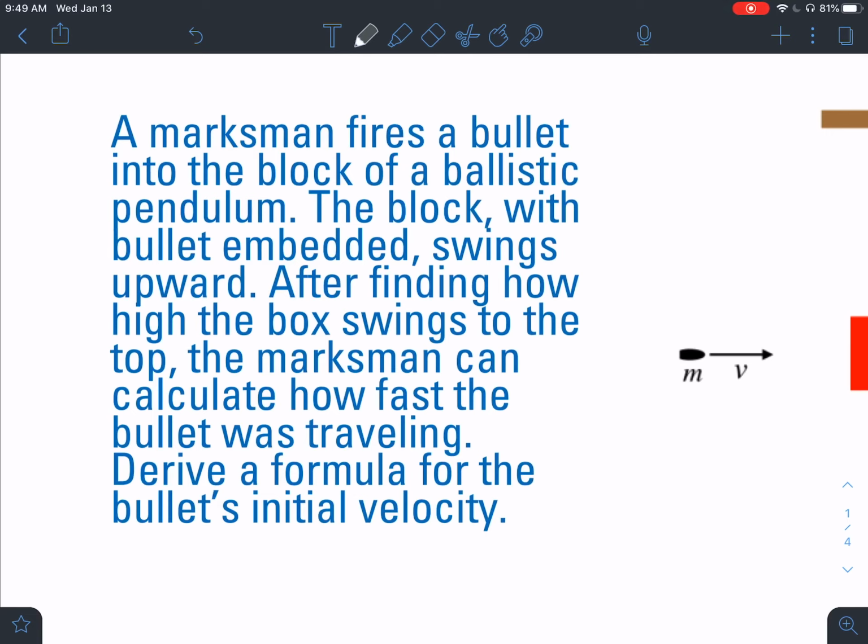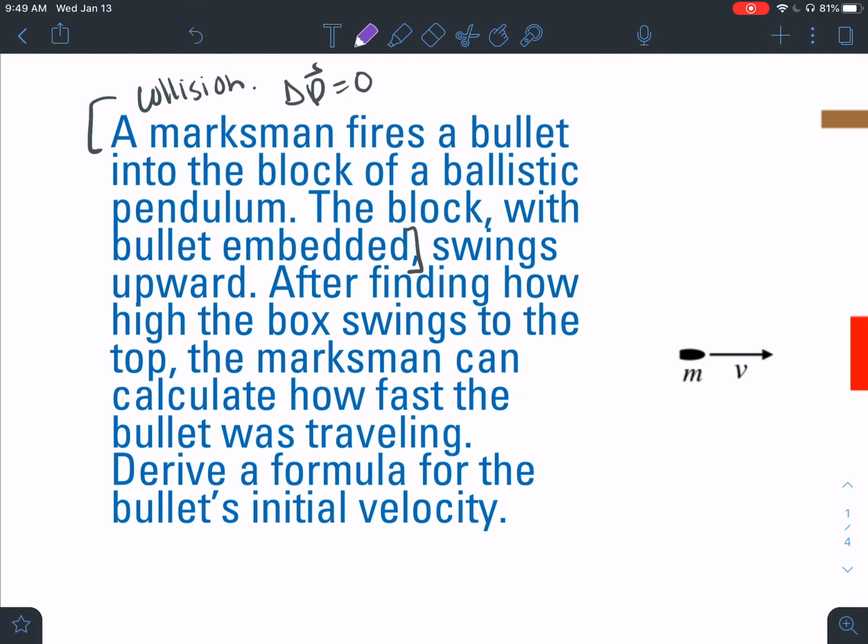So whenever we're looking at ballistic pendulum problems, we actually want to separate the problem into two different parts. The first part, when the bullet is fired and then gets embedded into the block, is actually a collision. Because it's a collision, we can use the conservation of momentum to solve things out here. So that's the first part of it, we just have this collision.